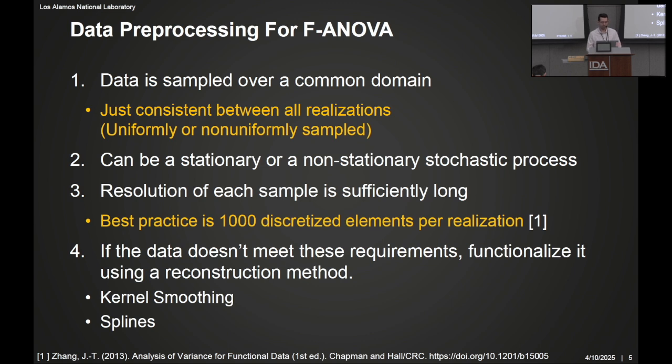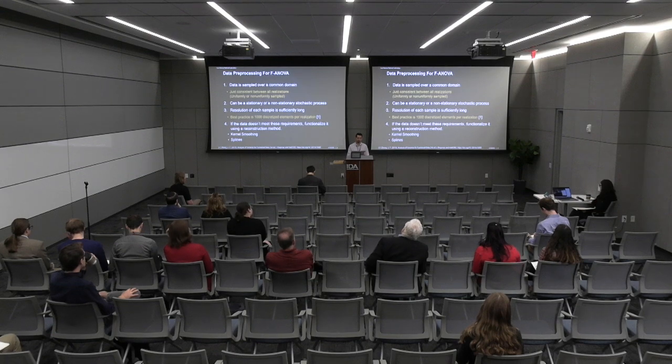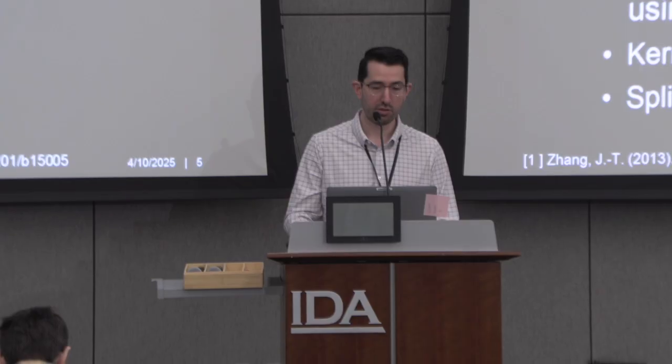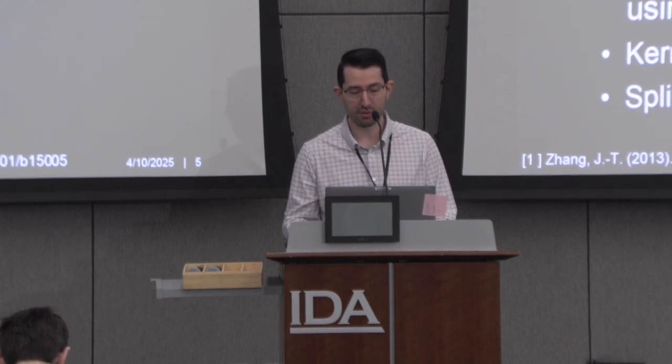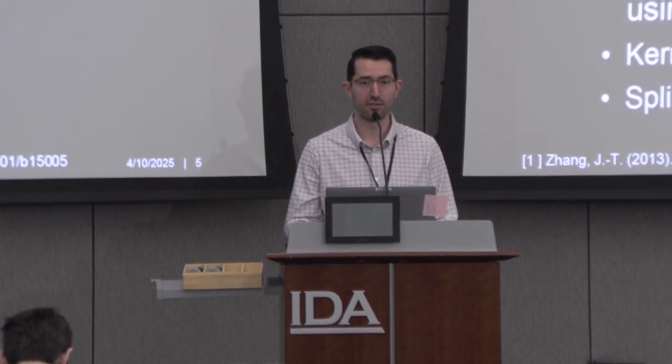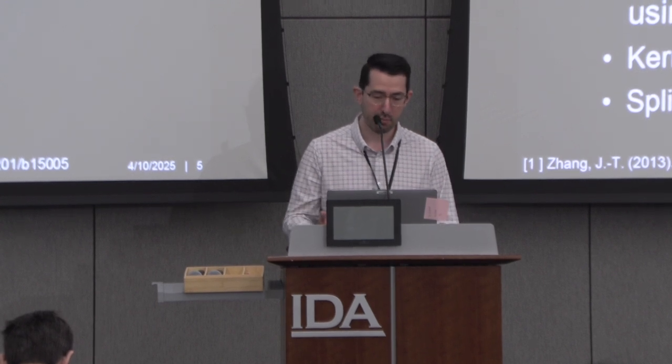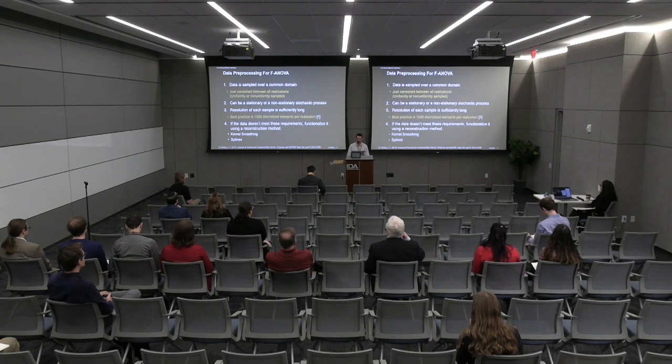Another thing is the resolution of each sample: is it sufficiently long, or how many data points do we have per realization? Generally, the best practice is to have 1,000 discretized elements per realization. It's actually quite a challenging topic to say how much is enough. It really depends on your data, how much noise, what is the variance or covariance structure of the data, and what signal processing techniques you are doing. I played around with this for a day or two and realized that it's not as intuitive as you would think. But generally, the best practice is 1,000 elements per realization.